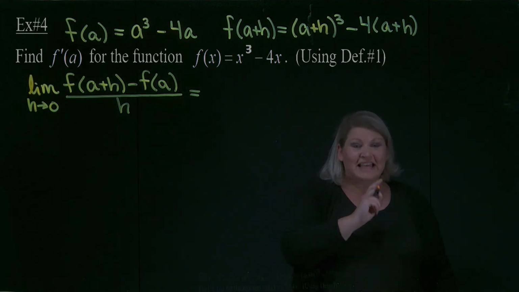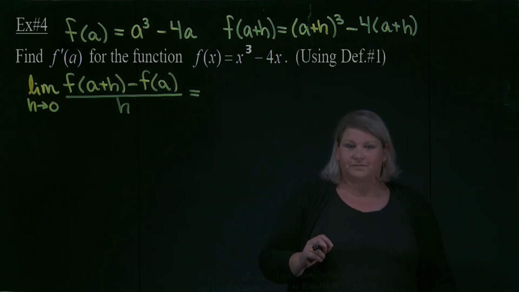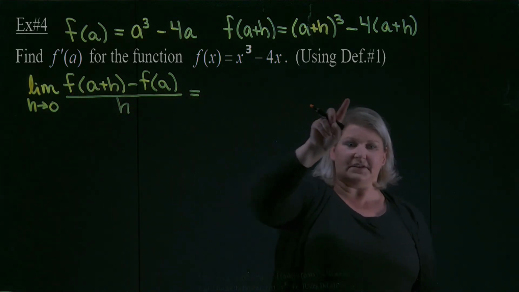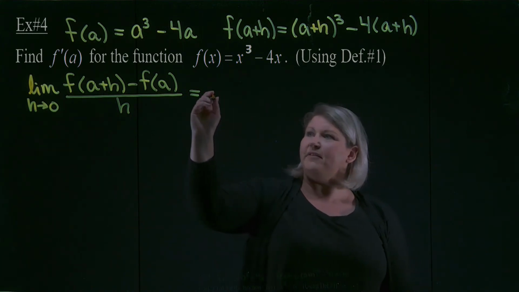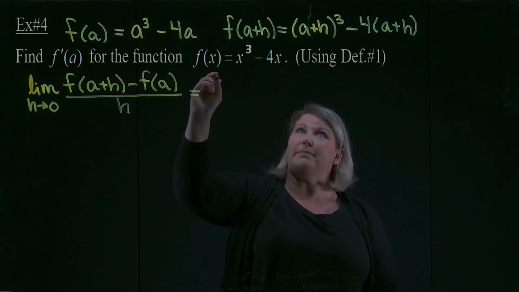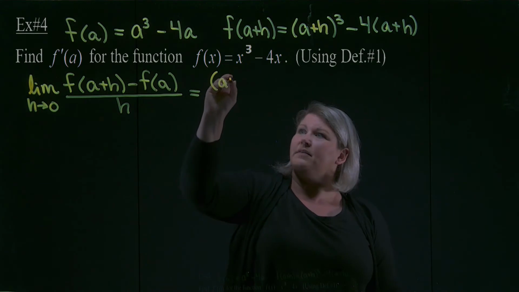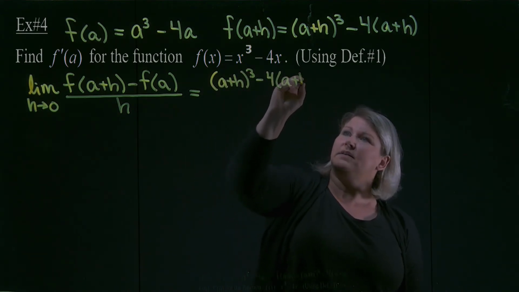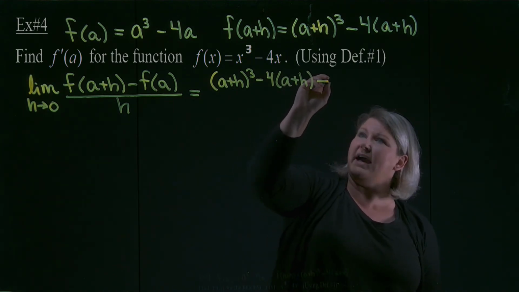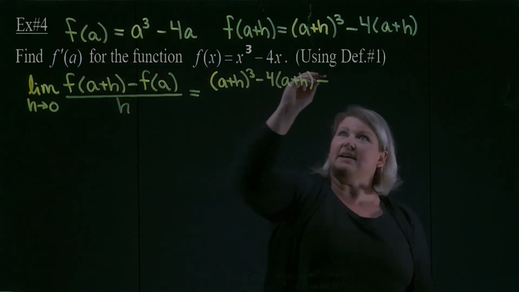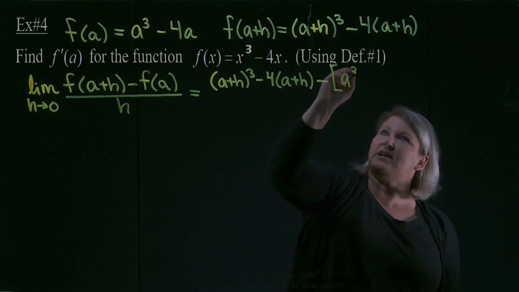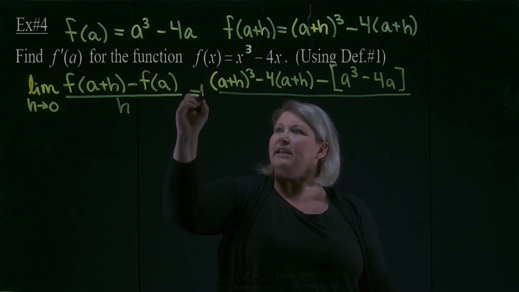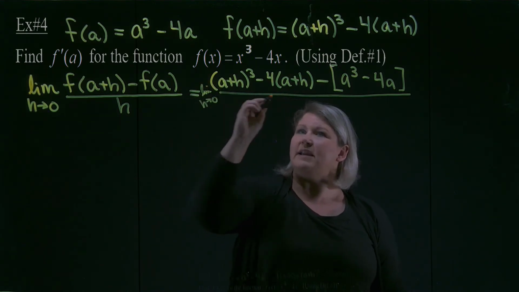I'm going to have to find that for f of a plus h. So f of a plus h is what goes first, and then I'm going to subtract f of a. So f of a plus h is going to be that a plus h cubed minus 4 times a plus h. And then I'm going to subtract f of a, which is that a cubed minus 4a. And don't forget the limit statement.